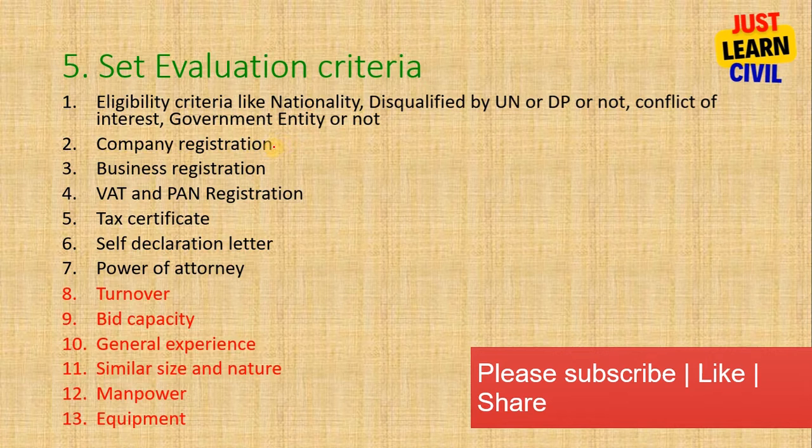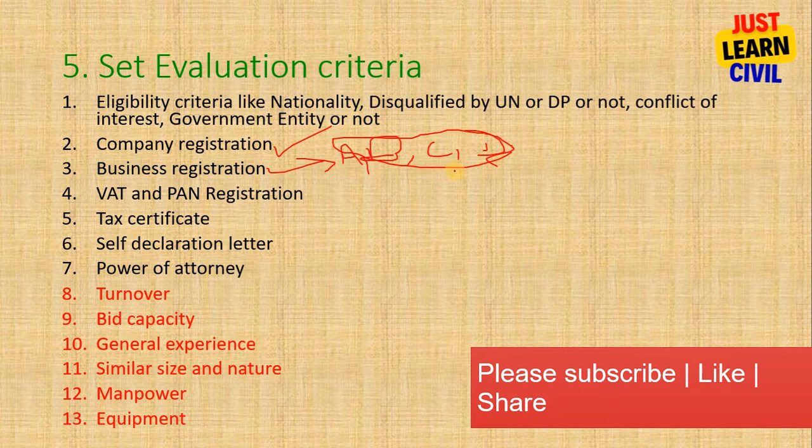Now company registration, then business registration. Business registration is the contractor class. For a contractor it is A, B, C, D, any of the classes. D class is issued by the municipality.